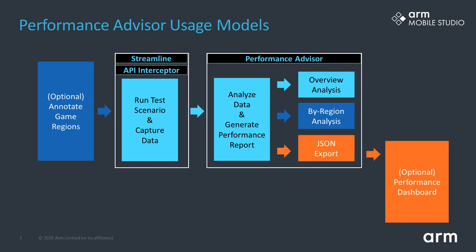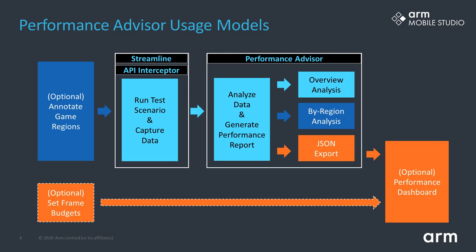The final step is to integrate key performance indicators into your existing test reporting infrastructure. Rather than mandate an ARM solution here, we simply provide per-region metrics, including both averages and frame centile distributions, in a JSON format which can be imported into any NoSQL database and visualized using an off-the-shelf dashboard tool such as Grafana or Kibana. For users following a budgeting methodology, we do not yet have an integrated solution, but budgets can be imported into the same database and used as thresholds against which Performance Advisor data is compared.